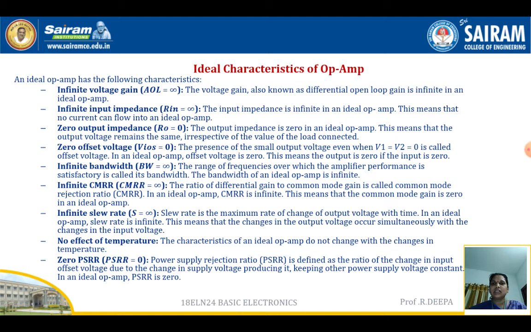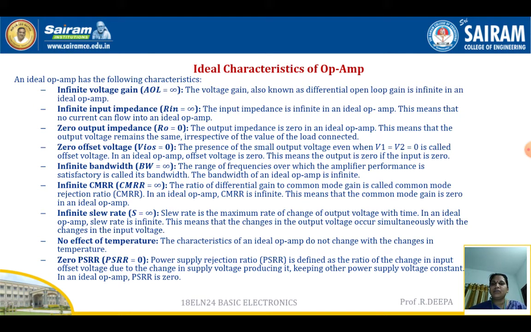The first characteristic is infinite voltage gain. That is, the gain of the amplifier will be very high, and for an ideal op amp it will be infinite. The voltage gain, which is also known as differential gain or differential open loop gain, is infinite in an ideal op amp. The second characteristic is infinite input impedance.